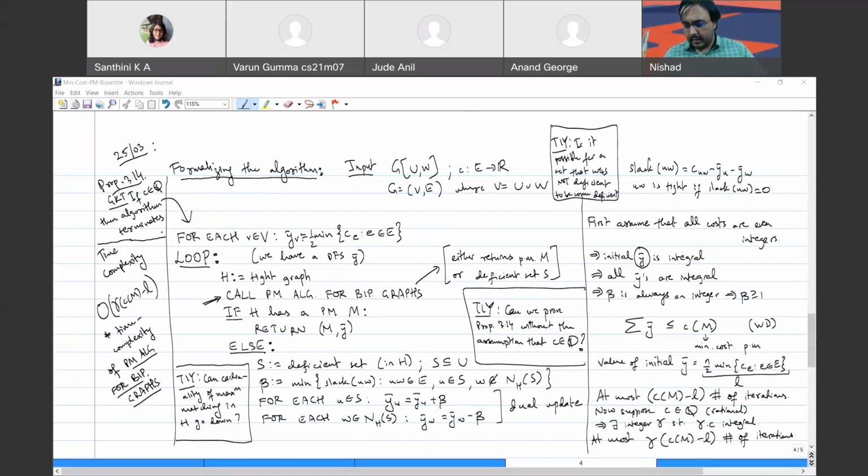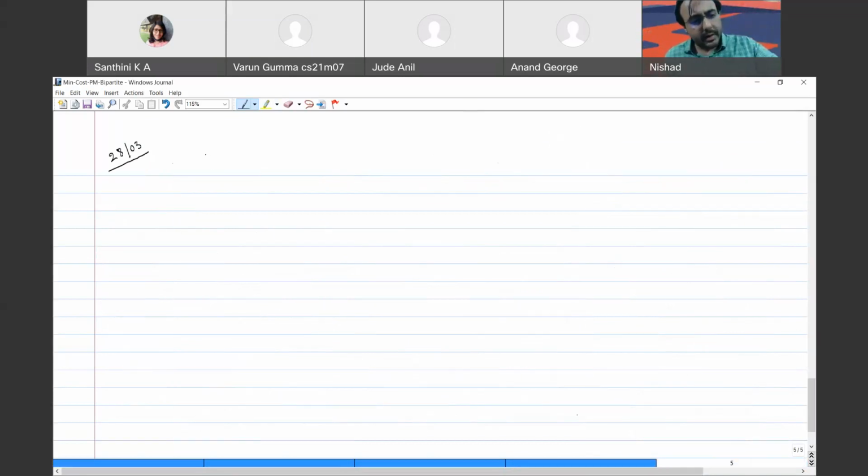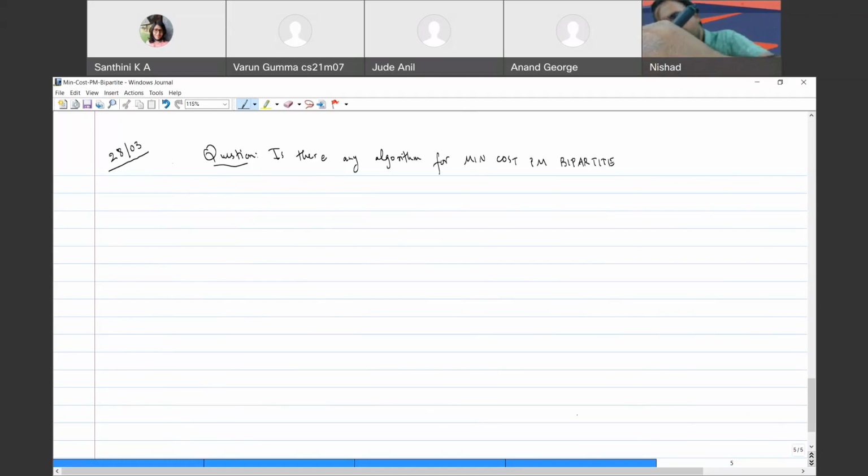Okay. So let's start our new page. So the main question we are answering in the affirmative is there an algorithm for min cost perfect matching for bipartite graphs that runs in time that is polynomial in n?